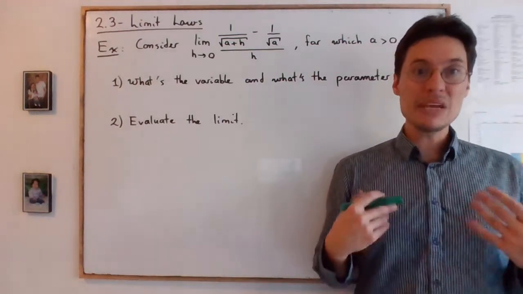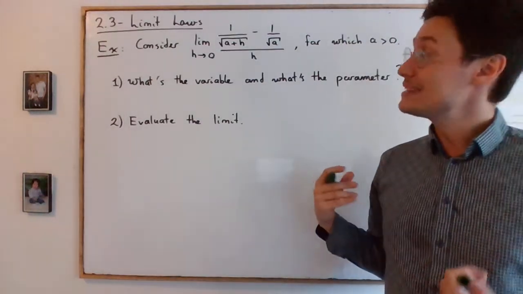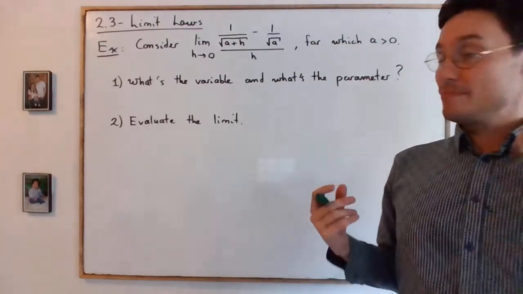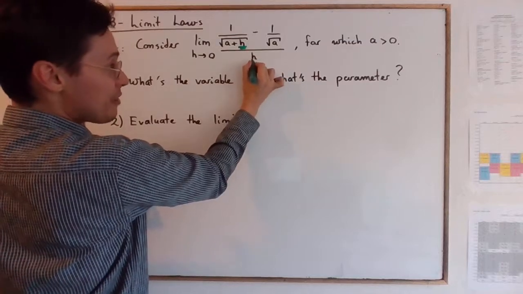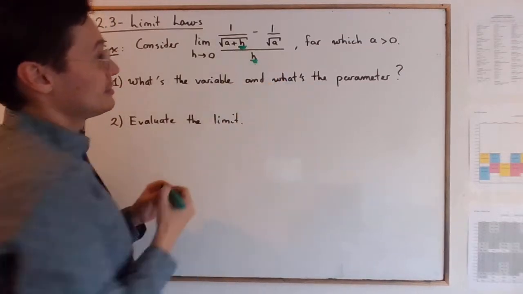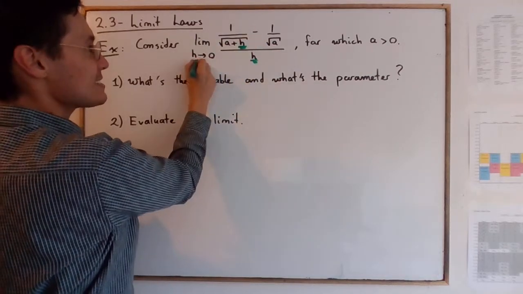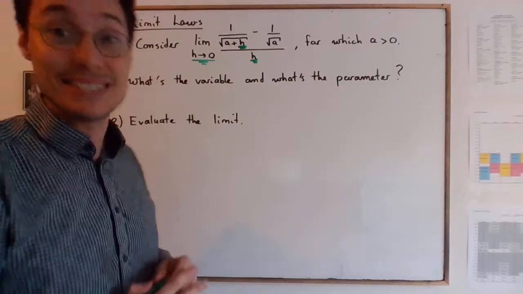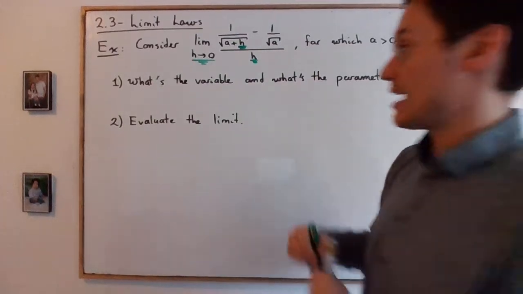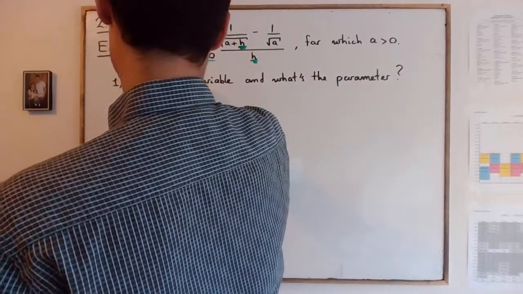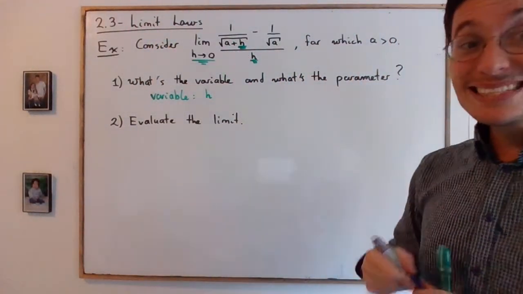By the variable, I mean the variable of the function, so the input of the function. In this case, the input would be just h. We consider a function that has h as its variable, and we're taking the limit of the function as the variable h approaches 0. So the variable is h, and the parameter is a.